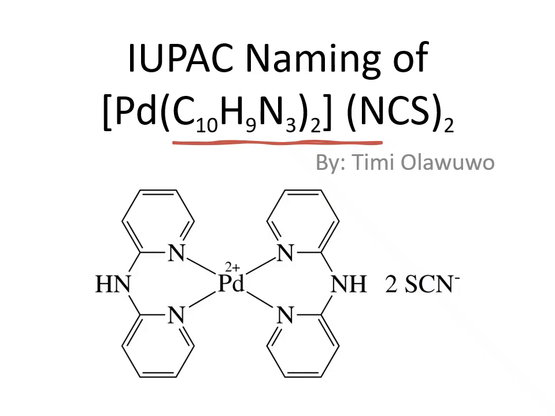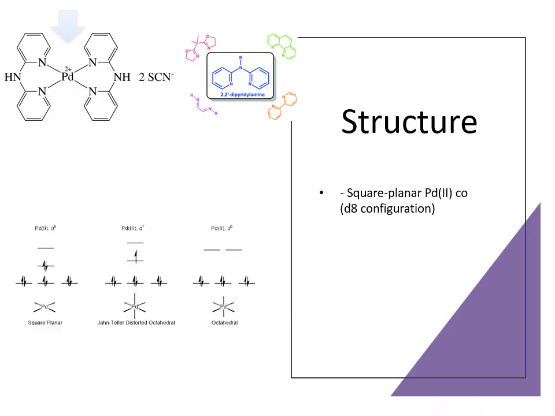Hi everyone, my name is Timmy and I'll be talking about the IUPAC naming of this structure as well as the method of characterization that's used to confirm its identity. The coordination complex shown in the top left includes a palladium ion that's centrally coordinated, and the figure in the bottom left shows the palladium 2+ ion and how it possesses a square planar geometry as well as a d8 electronic configuration.